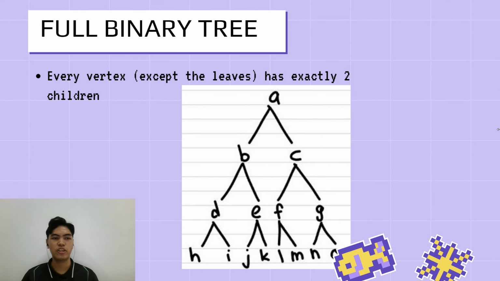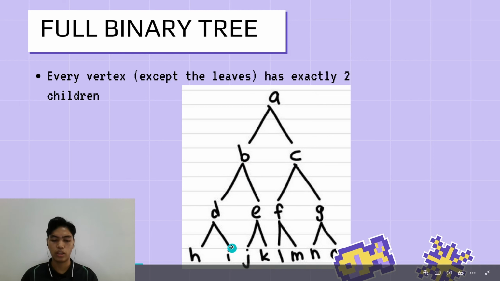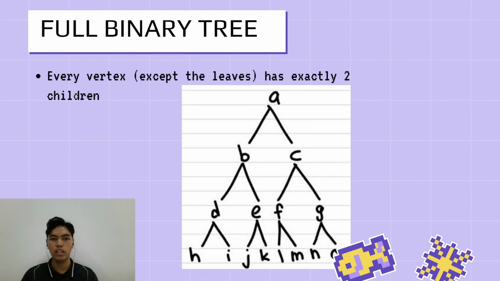Alright, next we're going to talk about a full binary tree. In this binary tree, every vertex except the leaf has exactly 2 children. So this is an example. As you can see here, every vertex has 2 children, and the children have 2 children too. So H, I, J, K, L, M, N and O we call leaf, so they do not have children.